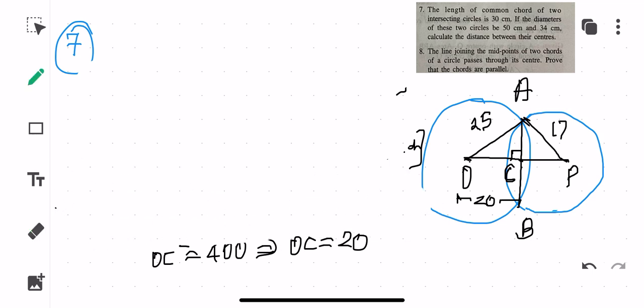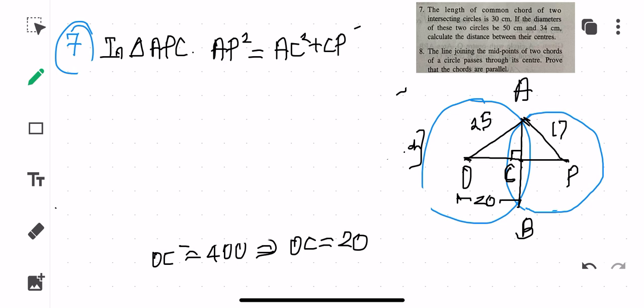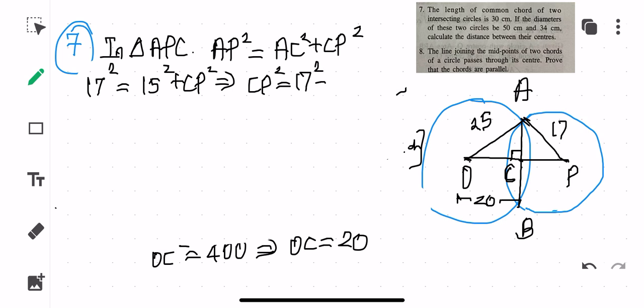You will be writing in triangle APC, AP square is equal to AC square plus CP square. Okay, so AP square is what? 17 square. So write down 17 square is equal to AC is 15 square plus CP square. So this implies CP square will be equal to 17 square minus 15 square.